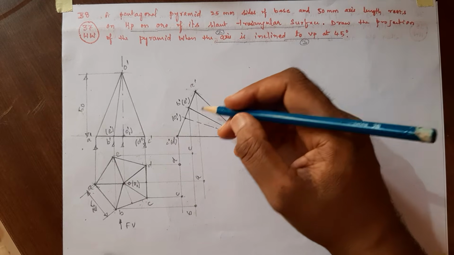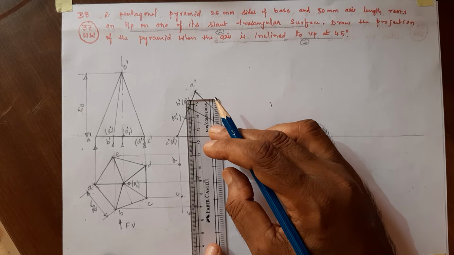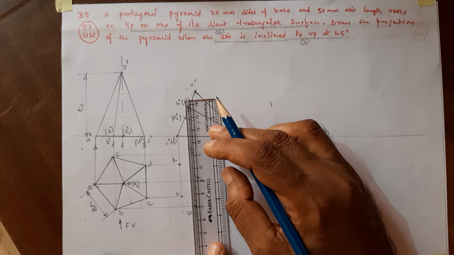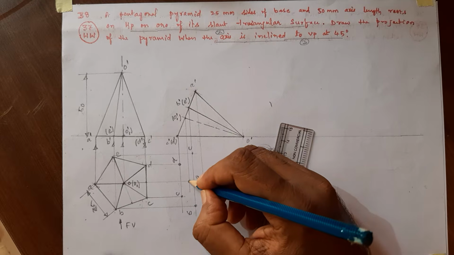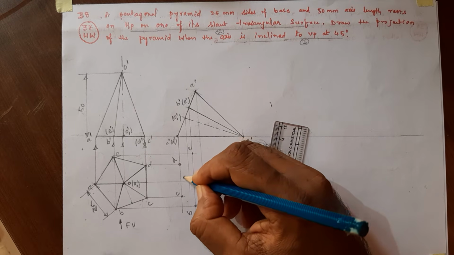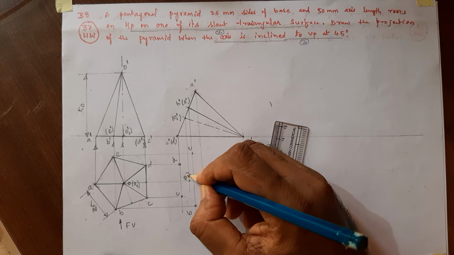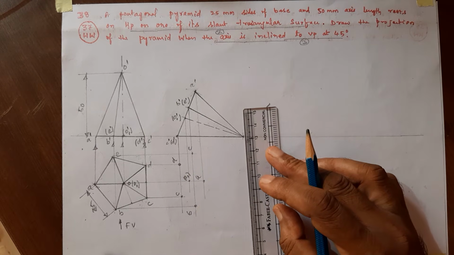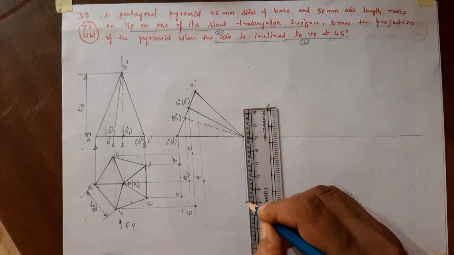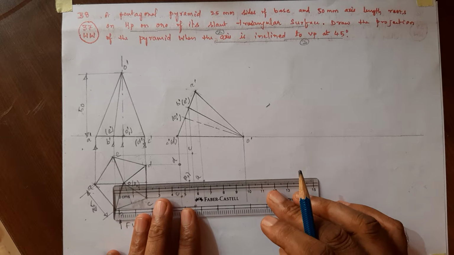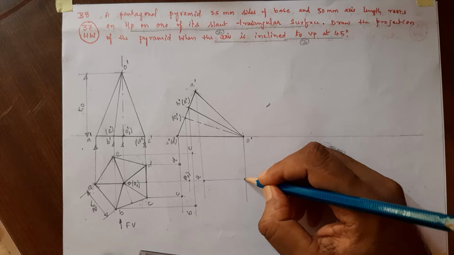Okay, next vertical projector line from the O1 dash. Vertical projector line from the O1 dash. Okay, so horizontal projector line from the O1. Now this point is O1 in the bracket. Next, vertical projector line from the O dash and horizontal projector line from the O. Now this point is O.